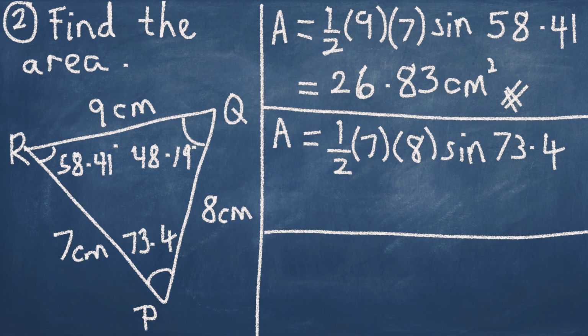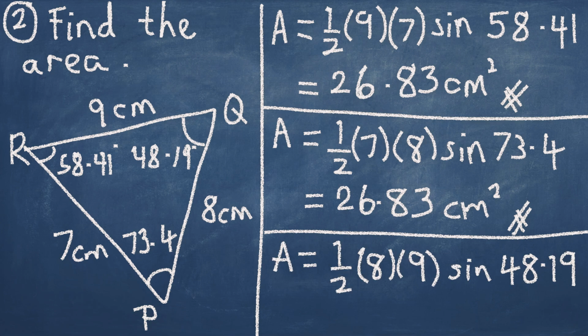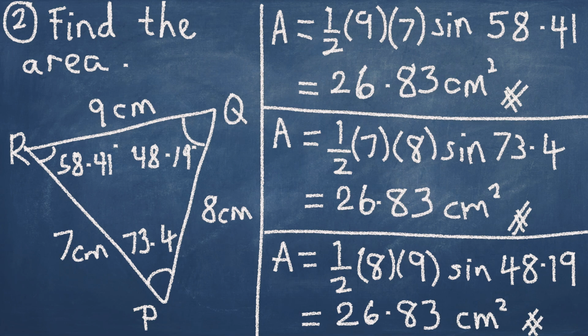So this is another way of doing the area. So it's 1/2 times 7 times 8 times sine 73.4. Make sure the angle is in between, so you can get the same answer, which is 26.83 cm square. Alright, finally, if you use the other vertex, which is 9 and 8 cm, they meet at 48.19. So this also gives you the same answer, which is 26.83 cm square. So all of these will give you the same answer. So make sure you understand the area of triangle formula, the two sides and the angle in between.